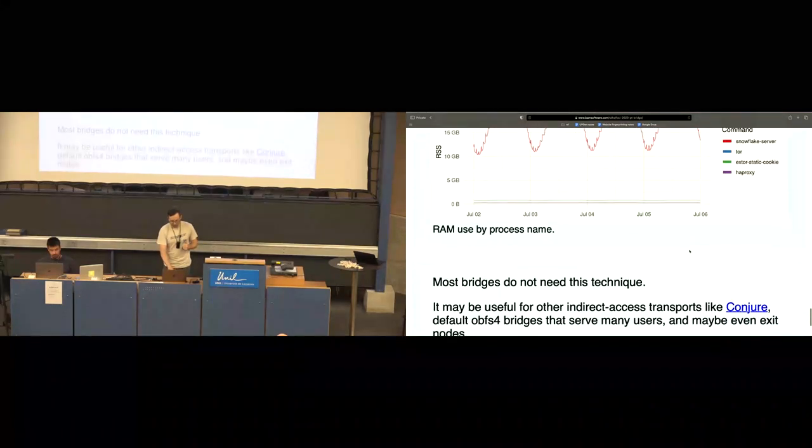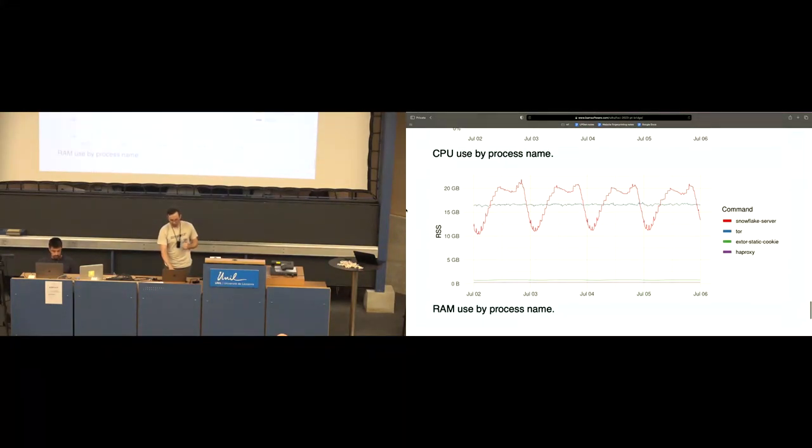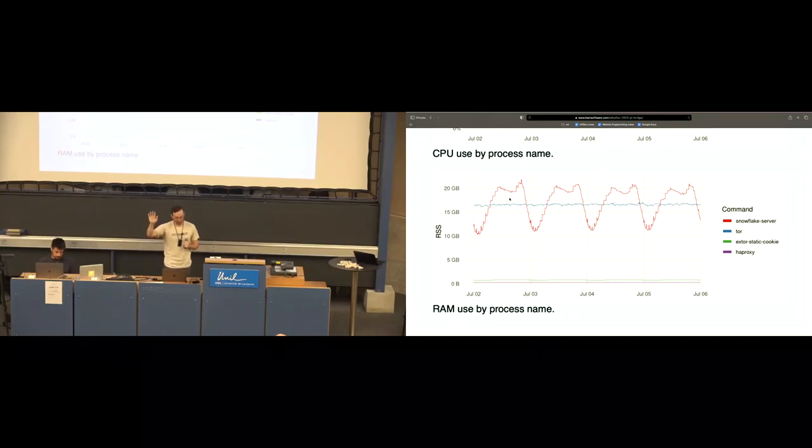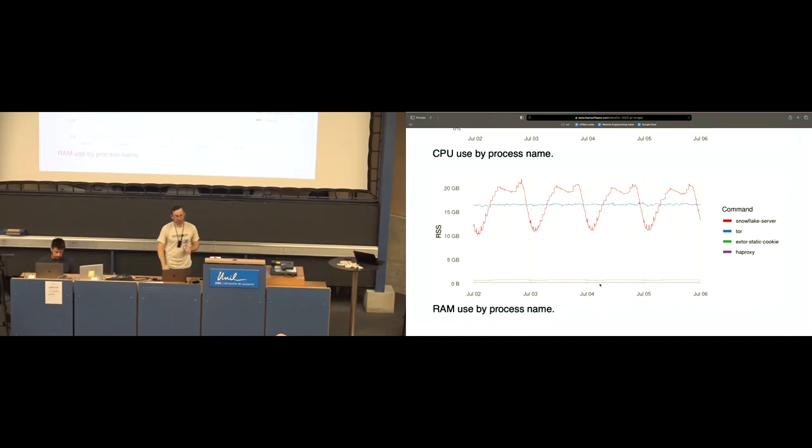And then this is what the RAM looks like. The blue line here is Tor. Interestingly, it keeps a steady RAM profile. The Snowflake server goes up and down with the daily traffic peaks. It's like garbage collecting and things. And the other two are basically negligible in terms of RAM usage. So yeah, our current bottleneck on this server is CPU. We're still pretty good on RAM.